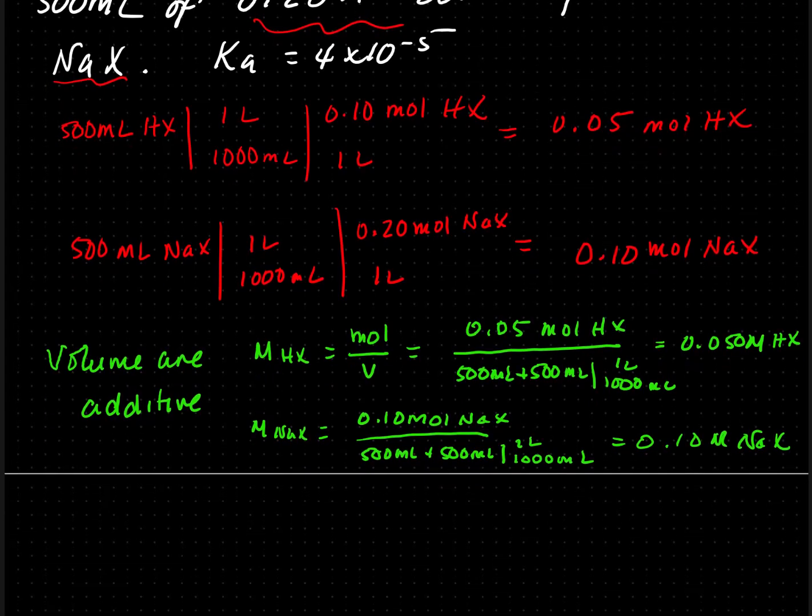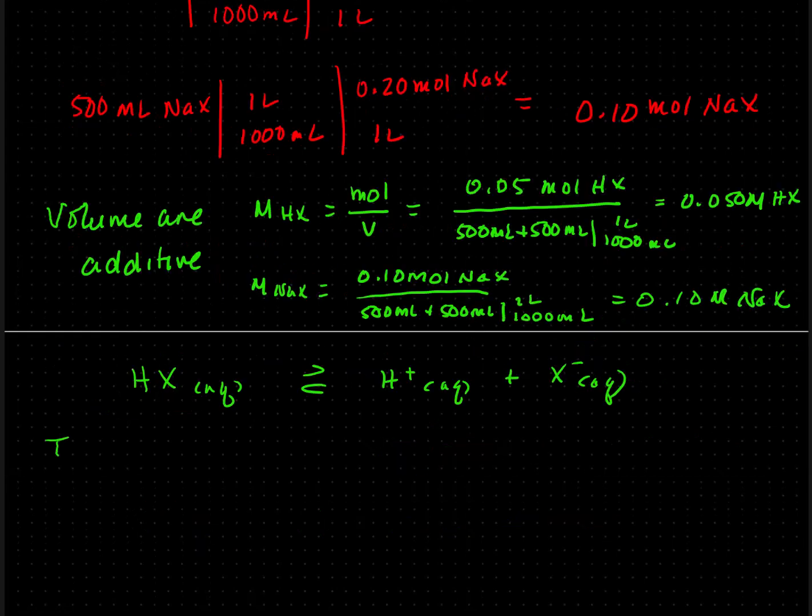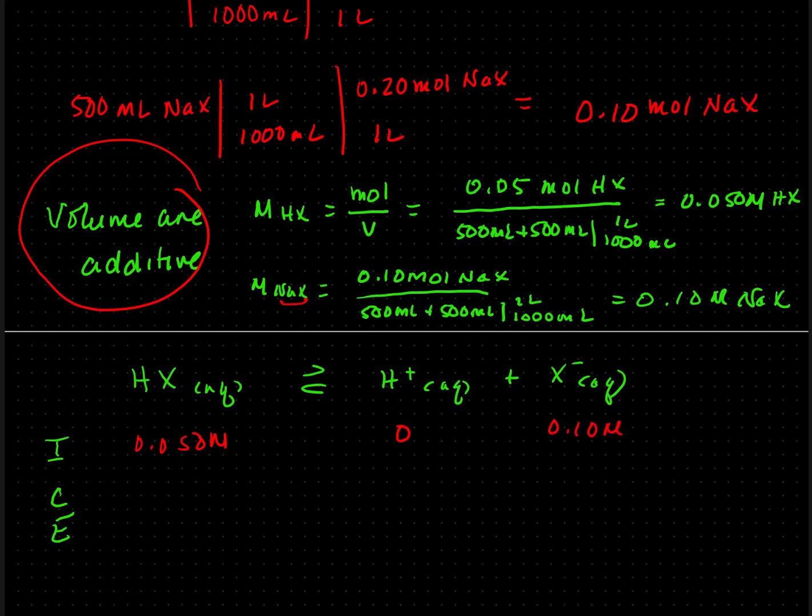So my acid is HX. This is going to dissociate into H plus aq plus X minus aq. Using my ICE table, the values I use are when the volumes are additive. HX is 0.050 molar. I have no H plus ions. Since my NaX is a salt that dissociates, my X minus is 0.10 molar. This is a 1 to 1 to 1, so this is minus x, x, x. Equilibrium is the addition of I and C.